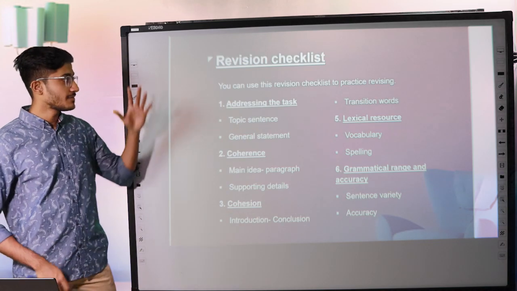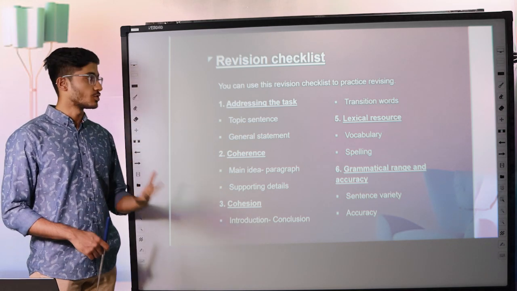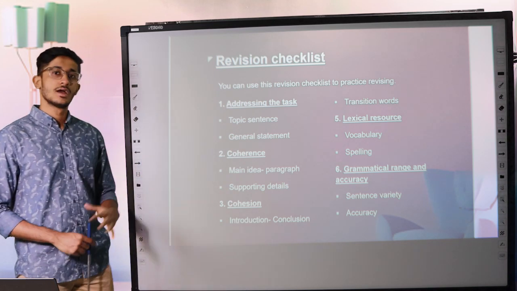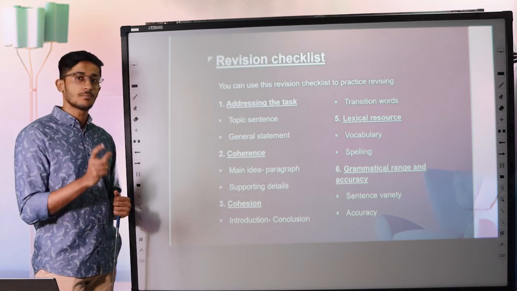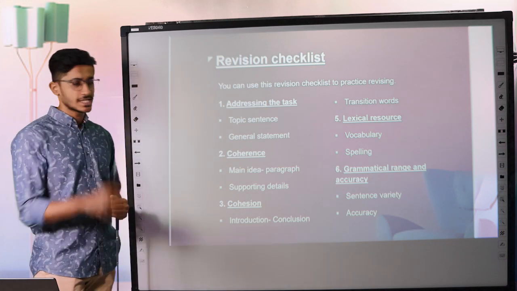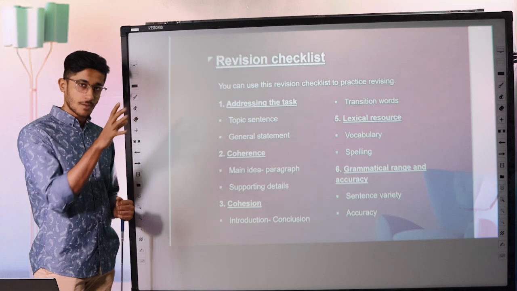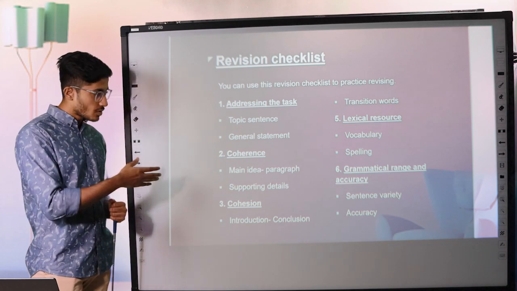So here we have given you a revision checklist which you can use to revise your work. The first one is to address the task. Addressing the task means to check whether you have mentioned your topic sentence and your general statement. Once you have written the whole essay, you go through it and check if you have mentioned the topic sentence and the general statement, and then you move to coherence.